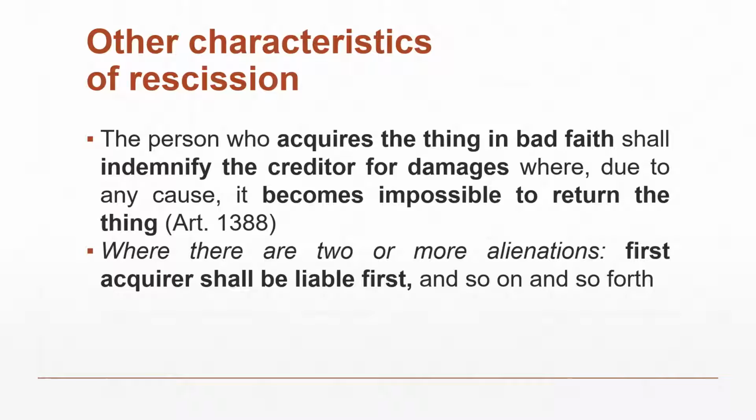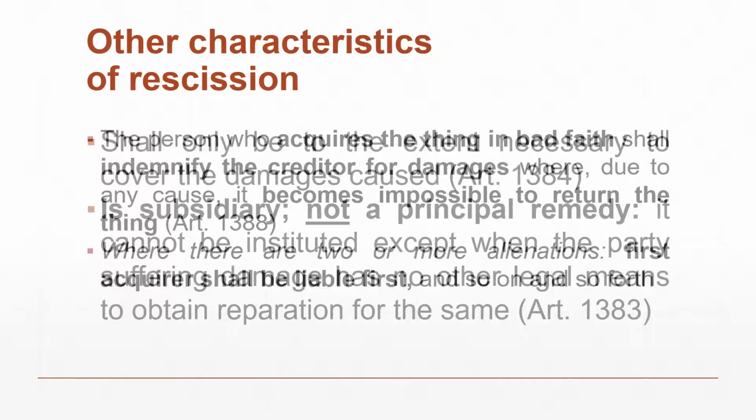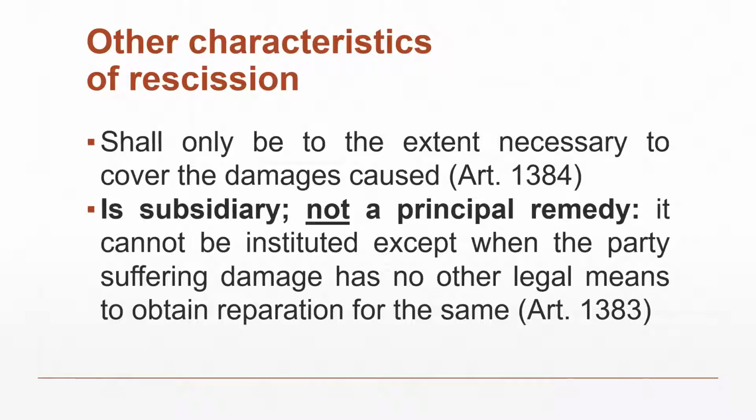Where there are two or more alienations, the first acquirer shall be liable first and so on and so forth. Kasi pwedeng naipasa-pasa na in a series of transactions yung object. So of course, you have to pursue them in sequence. You first pursue the first person who acquired the thing, and then the second one, and then the third, and so on and so forth. Rescission, of course, shall only be to the extent necessary to cover the damages caused.